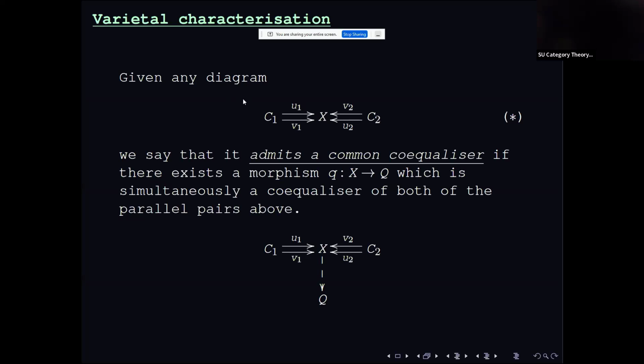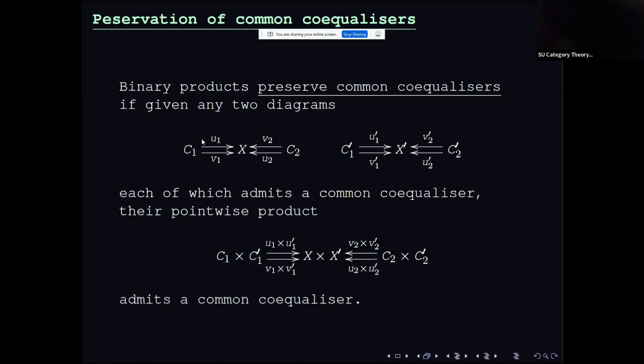So just some terminology. Given any diagram of this form, we say that it admits a common co-equalizer if there is a morphism Q out of X, which is simultaneously a co-equalizer of both of these parallel pairs. Then we say that binary products preserve common co-equalizers if given any two such diagrams which admit a common co-equalizer, their pointwise product again admits a common co-equalizer.